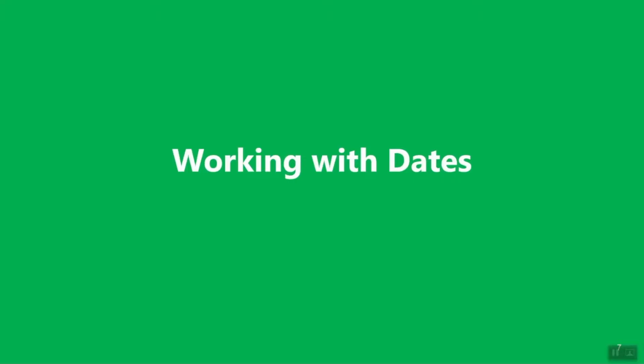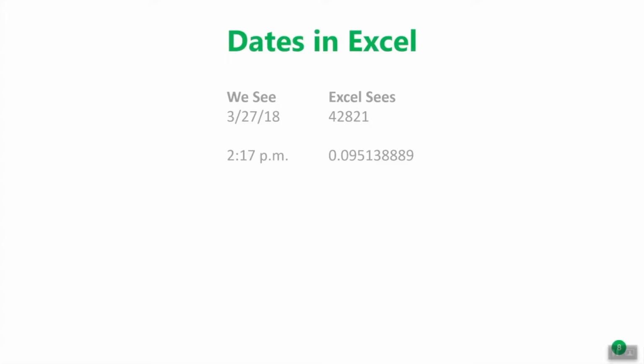It's further complicated by the fact that dates are also days of the week, like a Monday or a Friday, even though Excel doesn't specifically store Mondays and Fridays and other days in the cells. For example, we see March 27th, 2018 and 2:17 p.m., and Excel sees 42821 and 0.0951, etc. Obviously, serial numbers are not intuitive to use, but fortunately, Excel has a set of functions to make it easier to find and use dates and times.